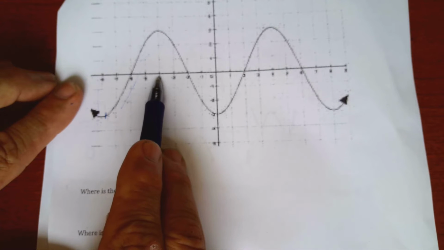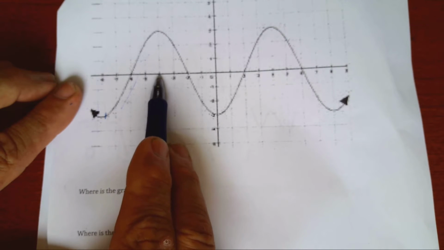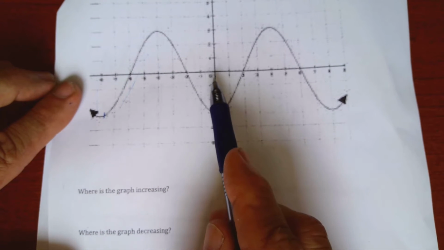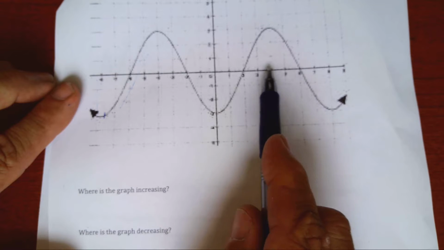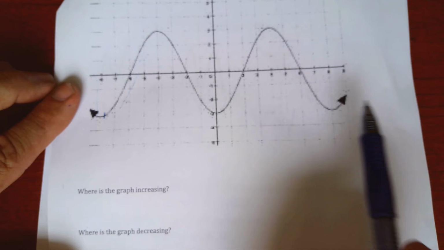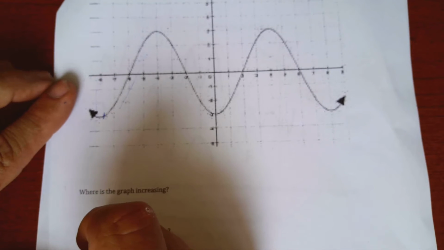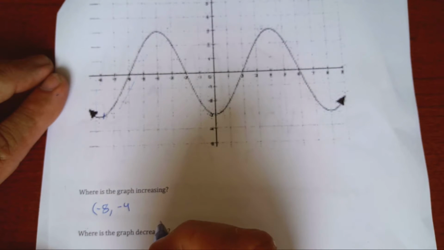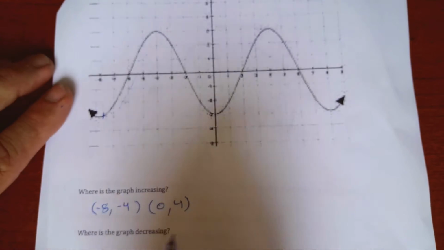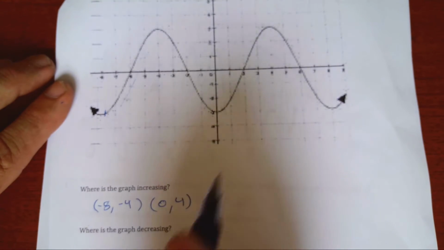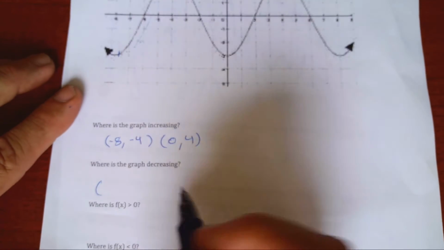And then decreasing would be from here to here. That's a decreasing interval, so from negative 4 to 0. And then it starts increasing again from 0 to 4, right? And then 4 to 8, it's decreasing. So it would be from, like I said, negative 8 to negative 4, and then it increases again from 0 to 4. And then it's decreasing from here to here, so from negative 4 to 0. Basically all the spaces that it wasn't increasing.